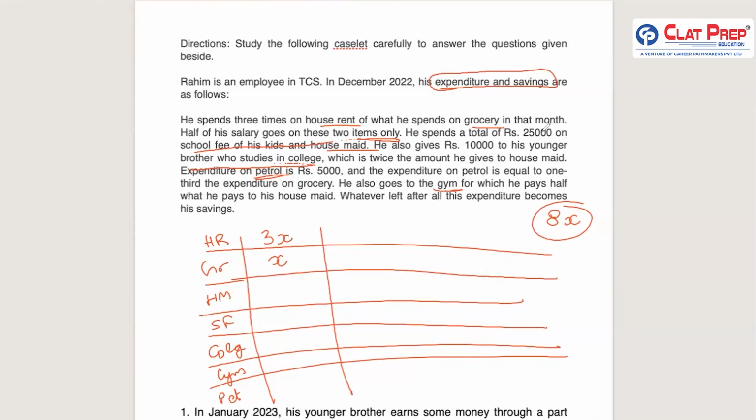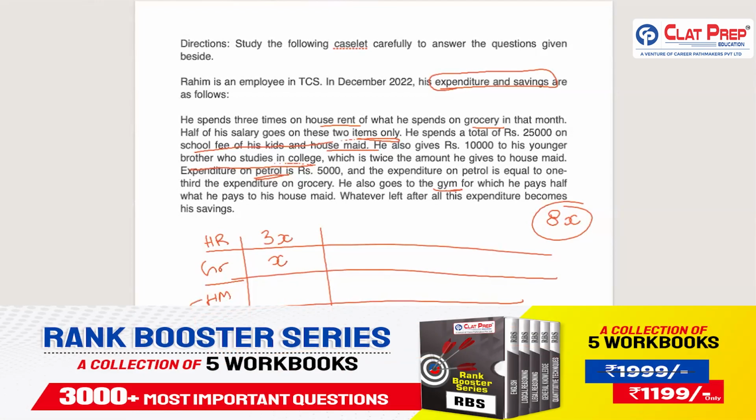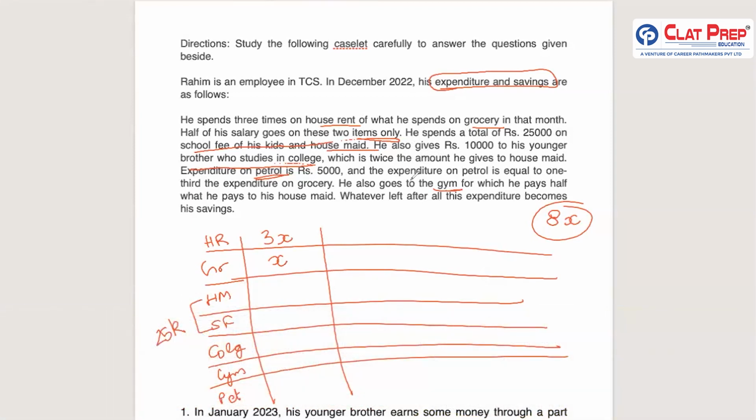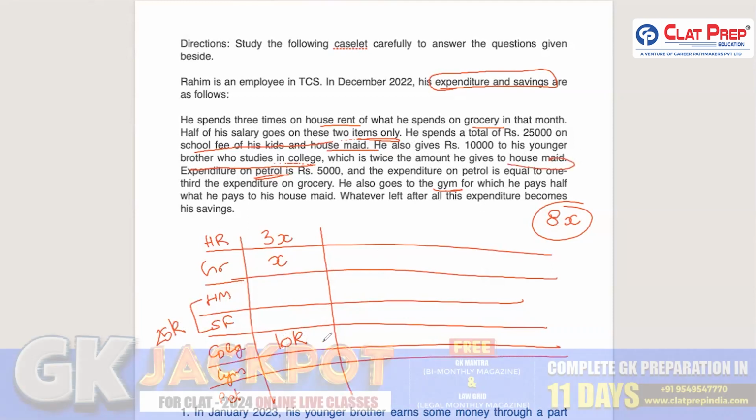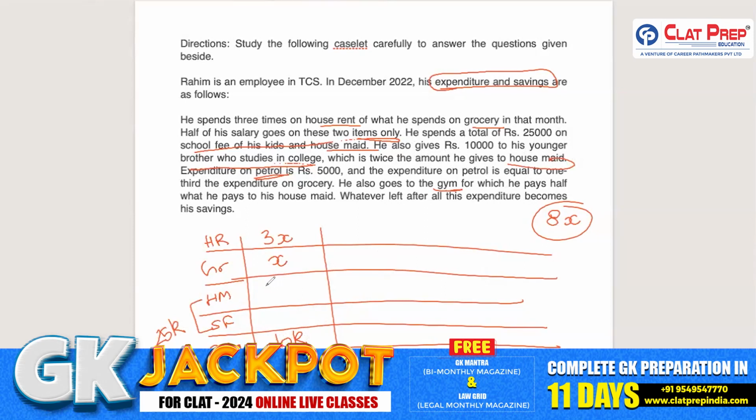Now, he spends a total of 25K on the school fee of his kids and housemaid. ये housemaid plus school fee मिला के कितना हो गया? 25K. Now, he also gives 10,000 to his younger brother, 10K for his college fee. It's already given, so we don't have to apply our brains. We just have to note down, which is twice the amount he gives to housemaid. So 10K is twice the amount he gives to housemaid. So housemaid को कितना हो गया? 5K. Easy.